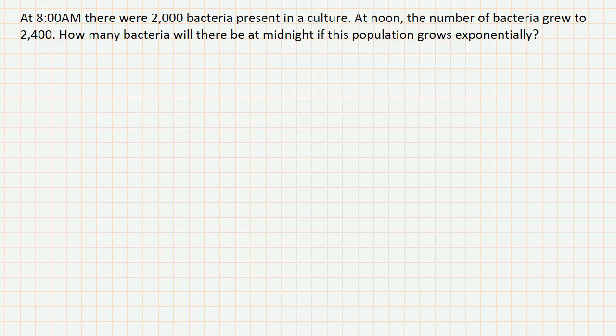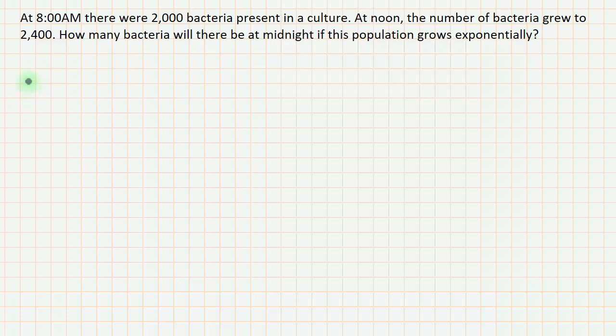Let's take a look at an example involving exponential growth. Here we have a population of bacteria that is growing, and we're given a couple of data points. We start at time 0 with 2,000 bacteria. 4 hours later, we are dealing with a population of 2,400. And so what we want to do is build an exponential function that models this growth so that we can then predict how many bacteria will be present at midnight.